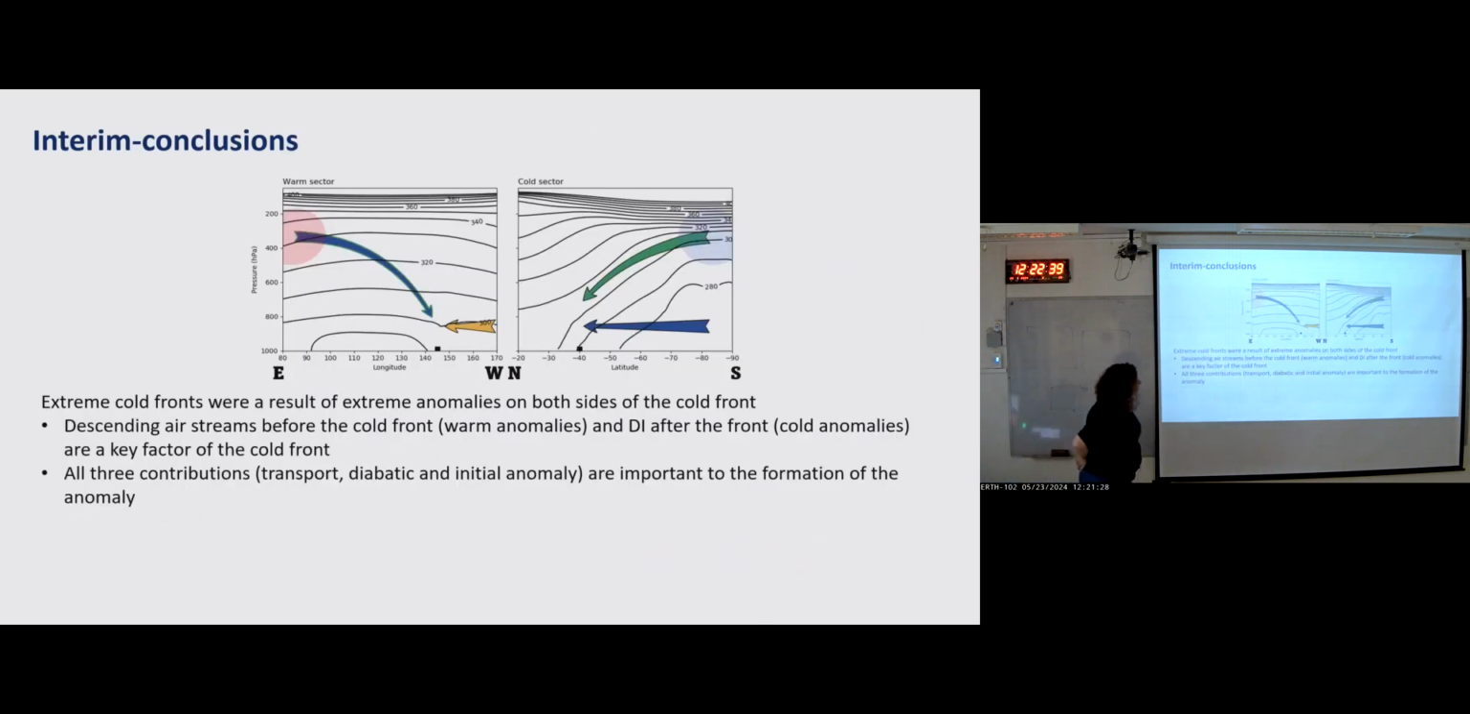So if we put both of them together and see what pops up from all of these trajectories and all of this analysis, it's that the descending trajectories are really important both in the warm sector and the cold sector. We started off by looking for the effect of dry intrusions only after the cold front, but the descending airstreams are actually bringing warm anomalies in the warm sector itself, increasing the warm anomaly seen at the surface. And after the cold front, they're bringing cold anomalies. So these are two descending airstreams that have very opposing roles. Another thing is that all of these are working together. This is a very extreme case where all three contributions, the transport, the anomaly and the diabatic change, are all working together to cause these anomalies on both sides.